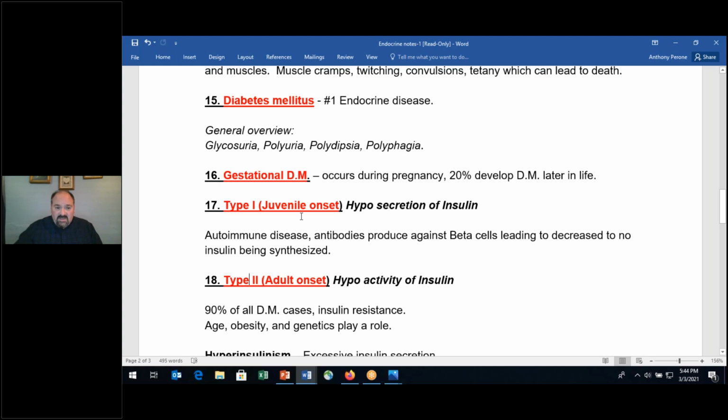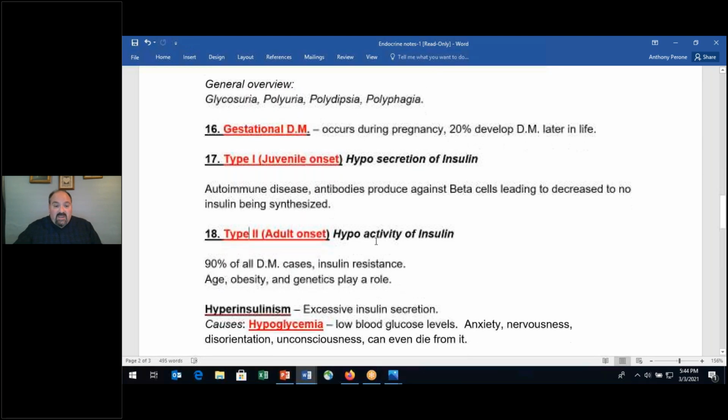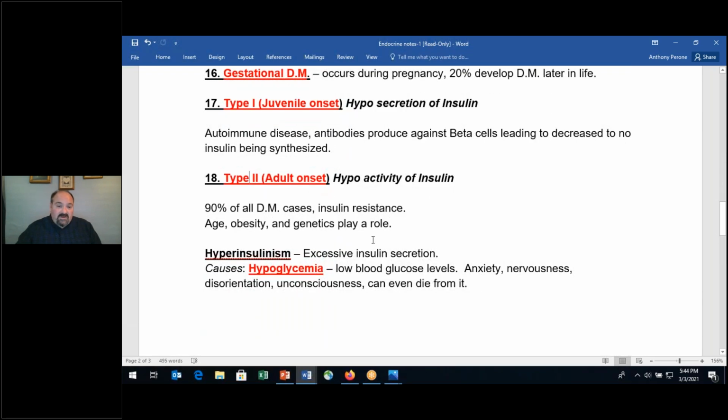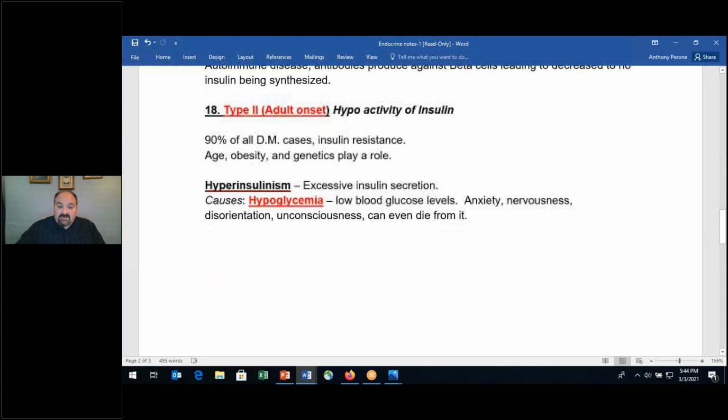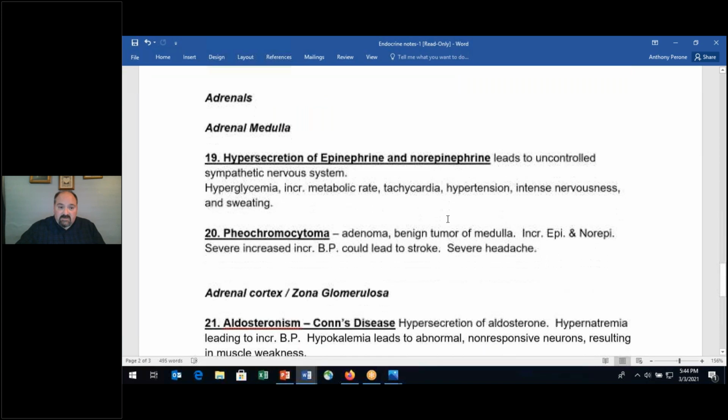So you'll see here, in the case of type 1, hyposecretion of insulin to no secretion of insulin, or in type 2 diabetes, which is very common in the United States, hypoactivity of insulin. At one time the pancreas is functioning well, and as time went on, now there are issues with the ability of the insulin to do the job that it needs to do, playing its role. Okay, here we talk about that.